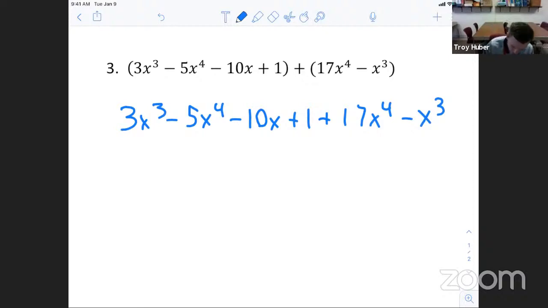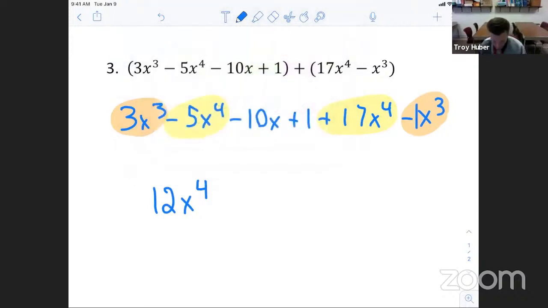All right, so let's go ahead and combine any like terms. I'm going to start with x to the 4th power. Ooh, I see this positive 17x to the 4th power over here too. So now I have 17 minus 5 would be 12x to the 4th power. All right, then let's look for x to the 3rd powers. I have 3x to the 3rd power, and this one over here would be negative 1x to the 3rd power. So 3 minus 1 would be 2x to the 3rd power.